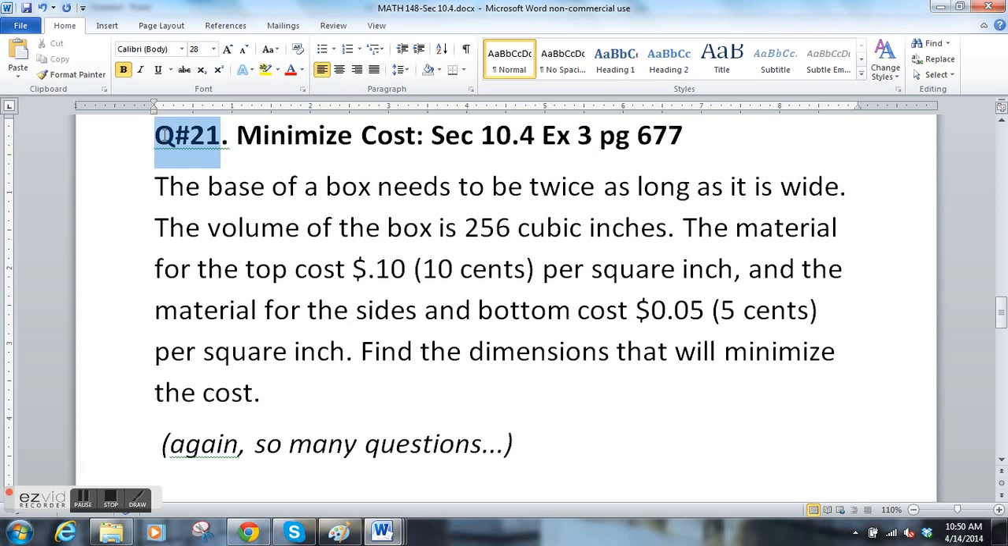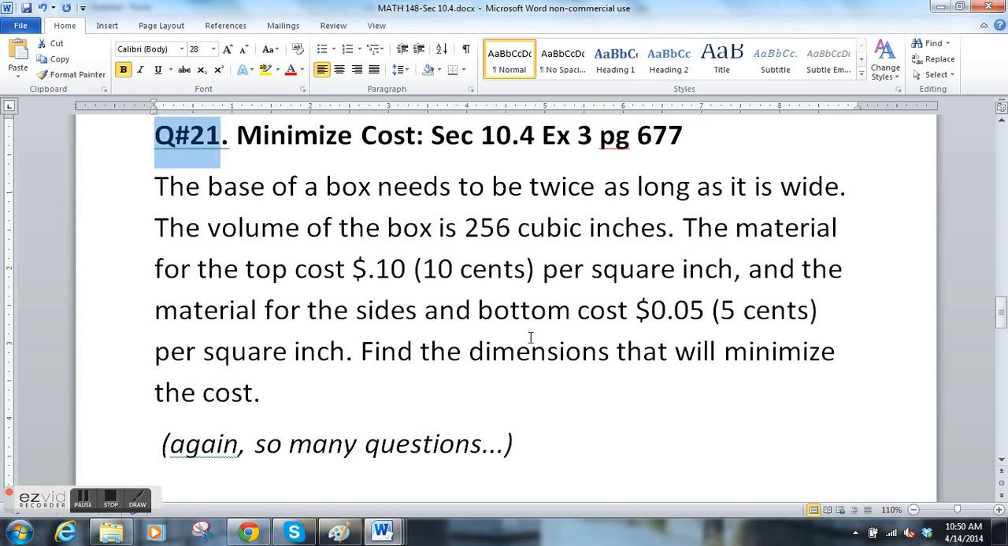And this is question number 21, and it says the base of a box needs to be twice as long as it is wide. The volume of the box is 256 cubic inches. The material for the top costs 10 cents per square inch. The material for the sides and bottoms costs 5 cents. Find the dimensions that will minimize the cost.